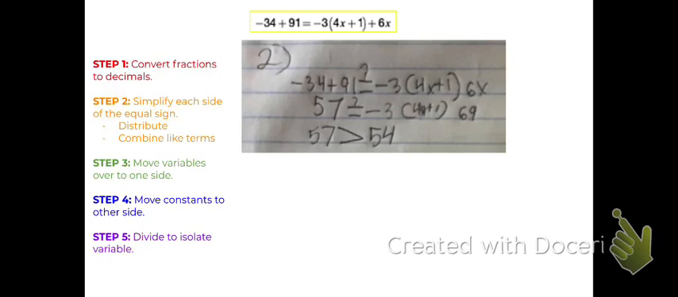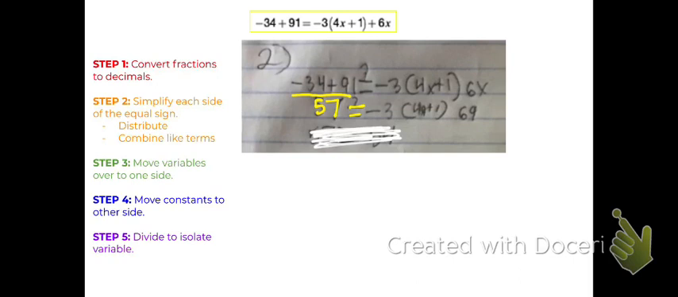You were right on the left side when you combined negative 34 plus 91. You're right, that is 57. On the right side, though, you need to distribute that negative 3. So I would get rid of this. I don't know why you changed that variable. You changed it to a 9. We don't know what that variable is yet. That's what we're trying to find out. We're trying to see what x equals.